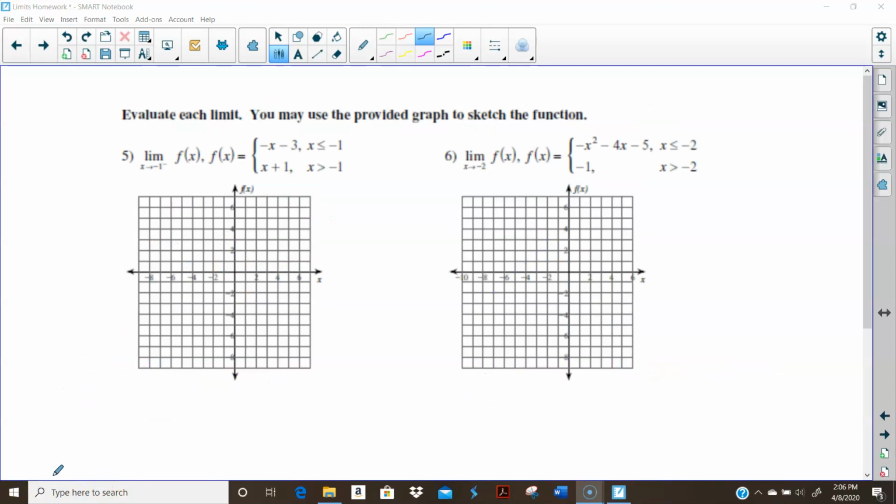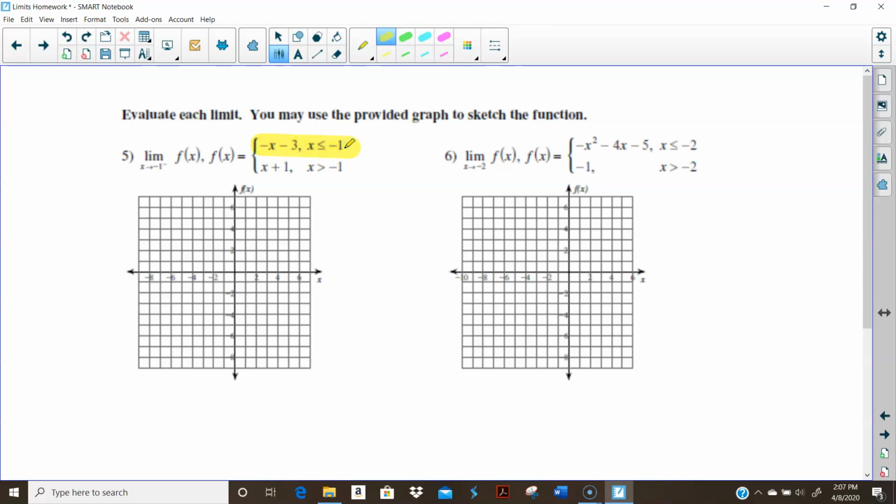Example 5, find the limit as x approaches -1 from the left-hand side. Notice there's no graph for us, so we can actually graph it and find the limit, or we could use these two pieces. If I were going to plug into the two given pieces, I have to determine which piece is on the left-hand side of -1. So less than is going to be on the left-hand side of -1.